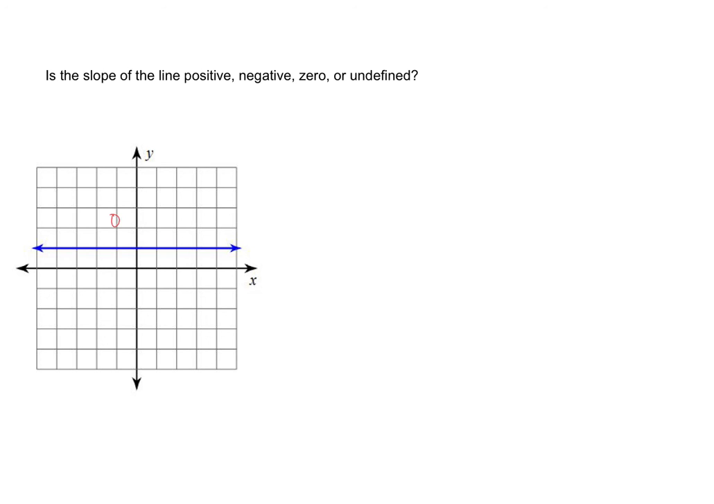Here, there is no change in y. It's just staying exactly the same. So that means that the slope is 0.